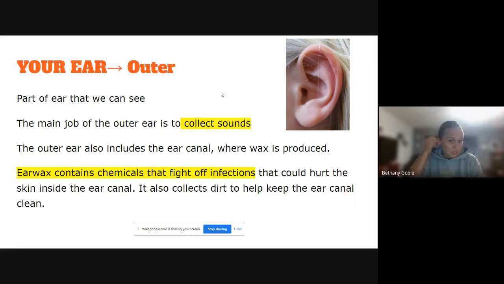Okay, so this main job is to collect sounds. It's like if I can't hear someone, I say, what did you say? You cup it, you funnel it. Well, that's the main job of this. If I get in an accident and my ear has to be removed, it doesn't mean I can't hear. If it's just this part that got affected, it doesn't mean I can't hear. I just might have to cup to be able to collect sounds a little bit easier.